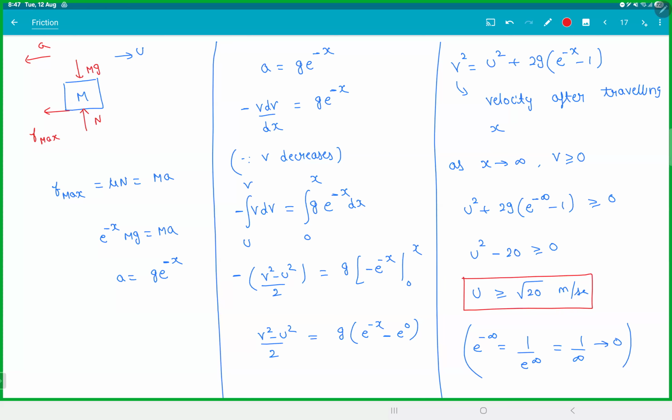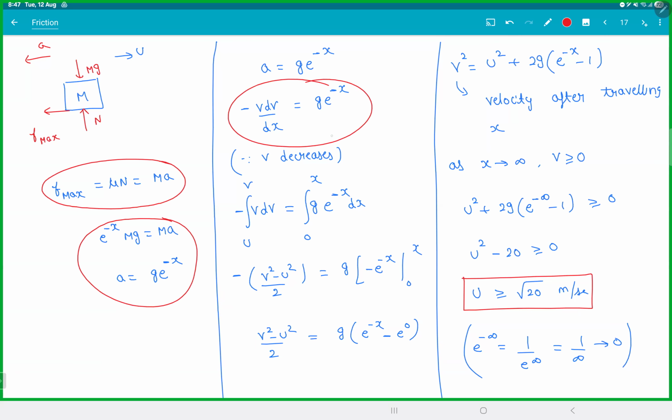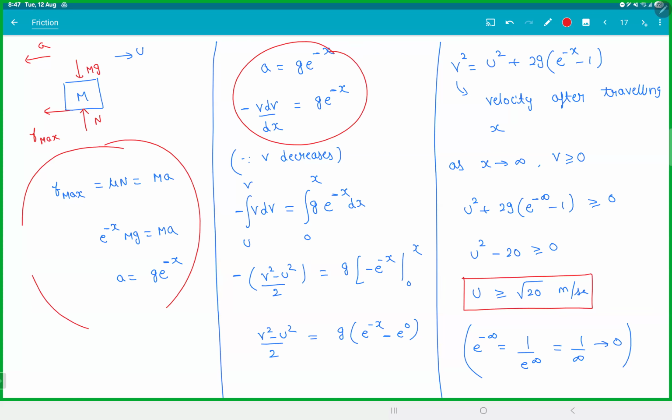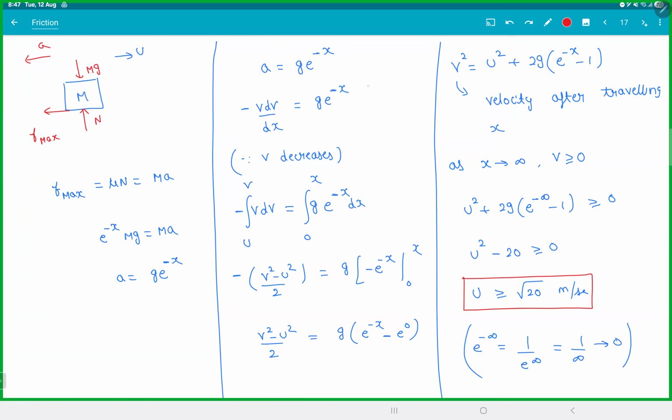So if you see, once you wrote F max is equal to mu N and F equals ma, friction got over. Once you wrote F is equal to ma, NLM got over. Once you wrote A is equal to minus v dv by dx, kinematics is over. Then it is only maths. So don't see the whole thing as one big problem. Divide this into multiple pieces. So divide this into blocks: NLM and friction, kinematics and calculus. Looks scary, but physics got over at this point.